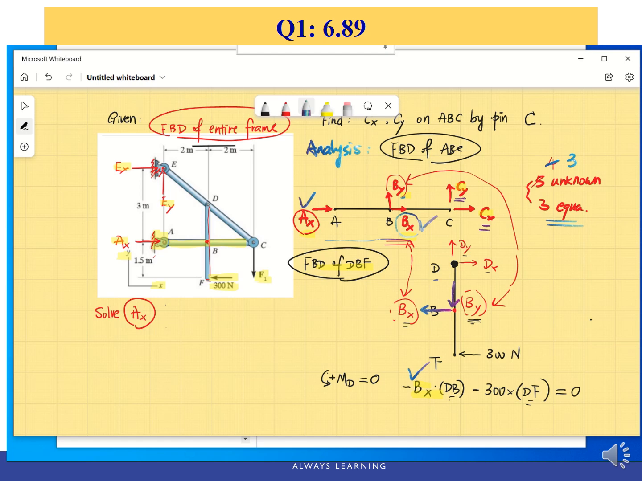So the strategy for solving the frames and machines is, well, first start from one free body diagram that is most closely related to the unknown forces. In this case, it is the free body diagram of the member ABC, because we are looking for Cx and Cy. And then check the number of unknowns. If the number of unknowns is more than 3, then we're going to think about how to reduce the number of unknowns to 3 by using additional free body diagrams.